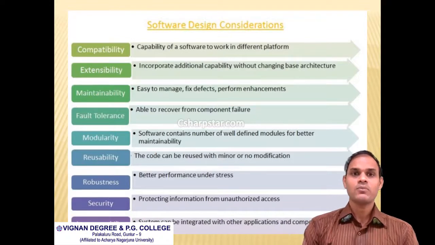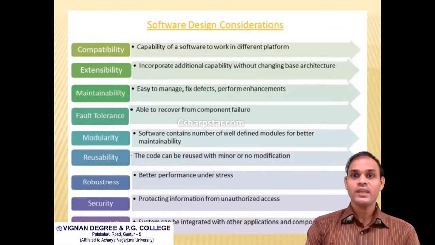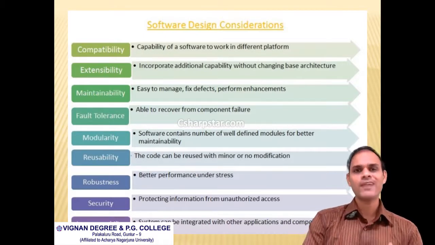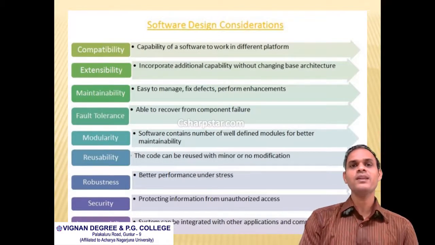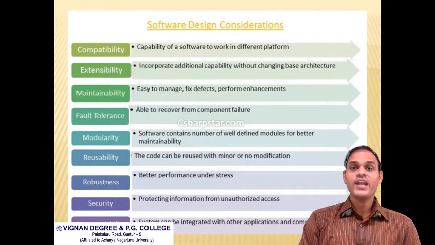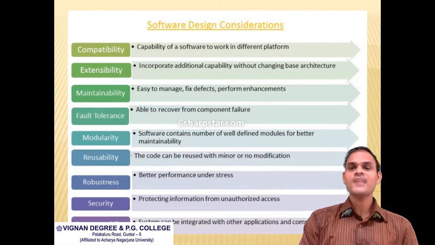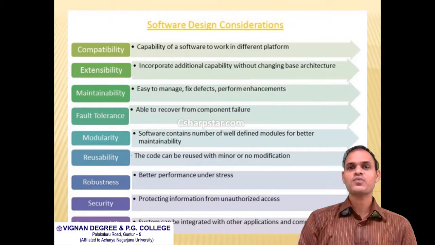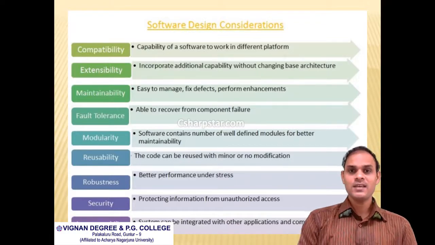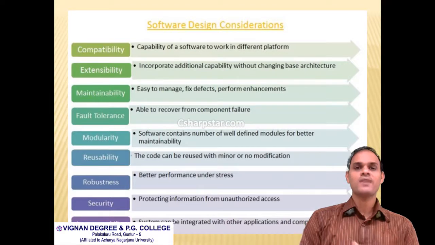First of all, compatibility. Compatibility means the software can work on different platforms, not only a single platform. Coming to the next one, extensibility. Extensibility means incorporating additional capabilities without changing the base architecture. We can add more functionalities and capabilities without changing the base architecture. Next one, maintainability. Maintainability means it is easy to manage, fix defects and perform enhancements.